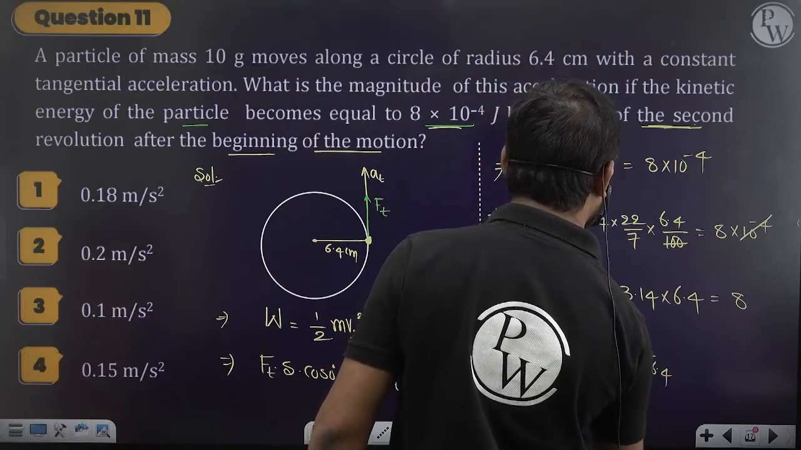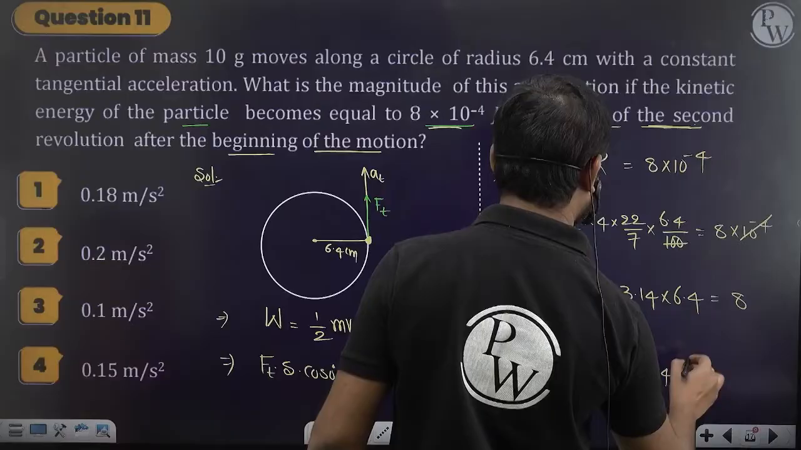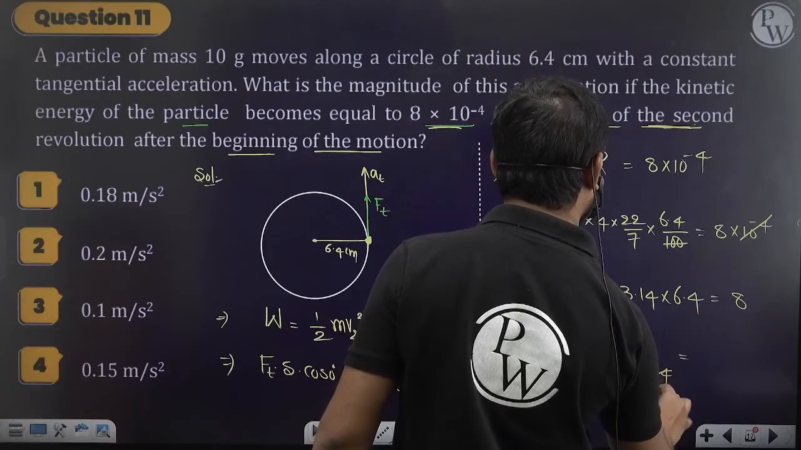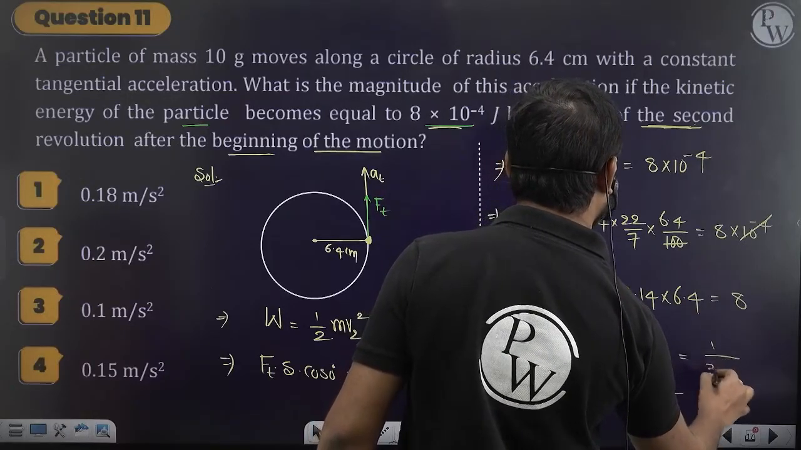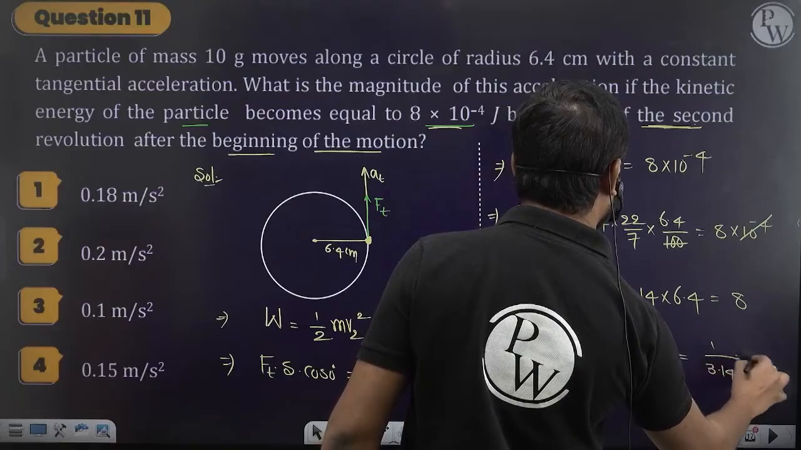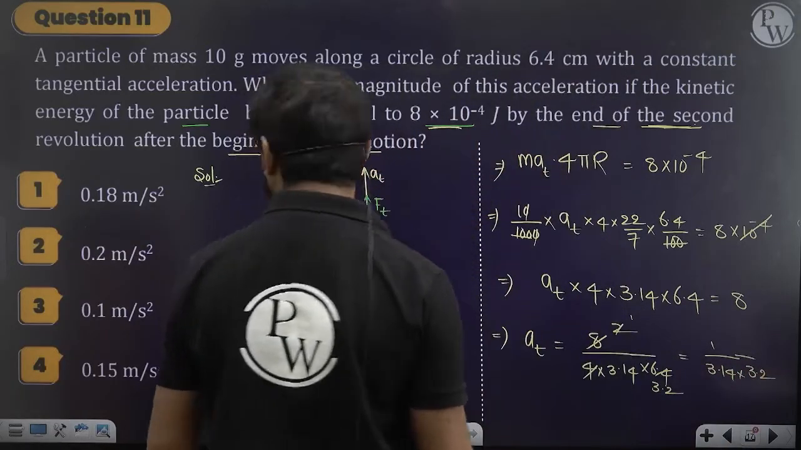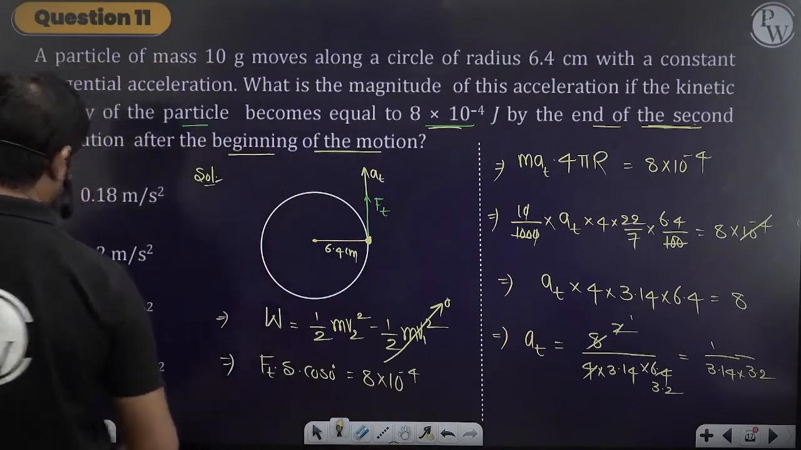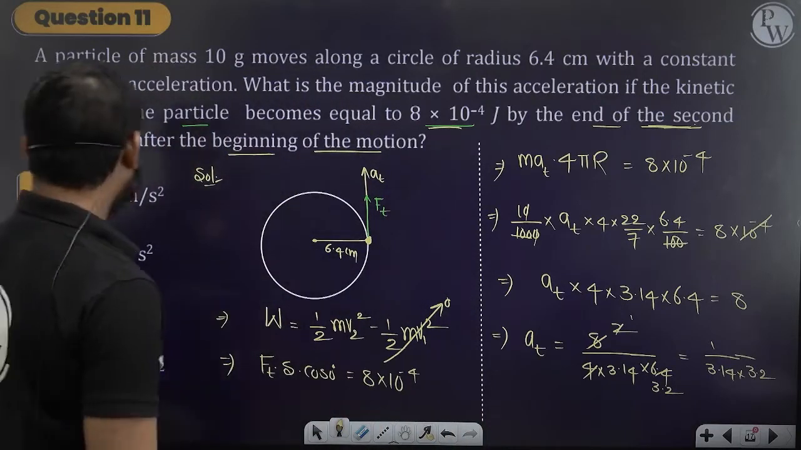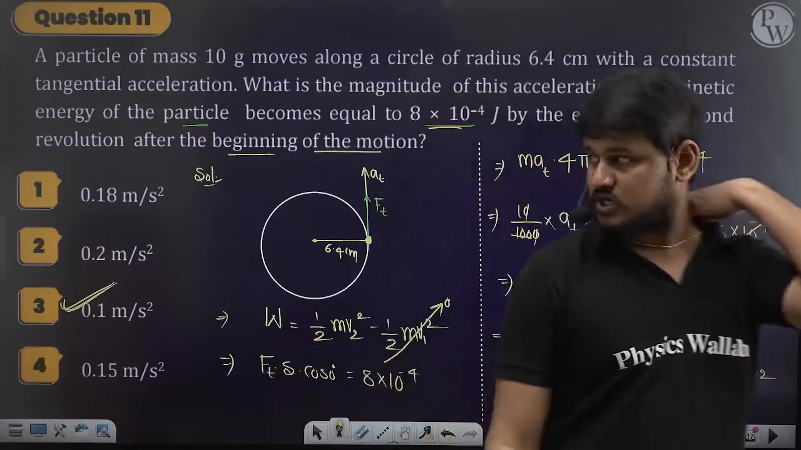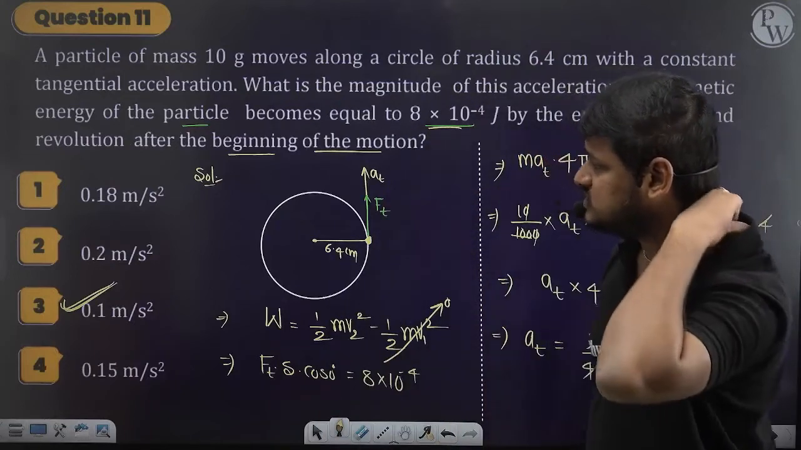So 4 ones are 4, 4 twos are, so then 2 ones are 3.2. So 1 by 3.14 into 3.2. So 1 by 6 means 0.18, 0.1 something like that we get, which is nothing but option 3. So the closest option you can choose is 0.1 meter.